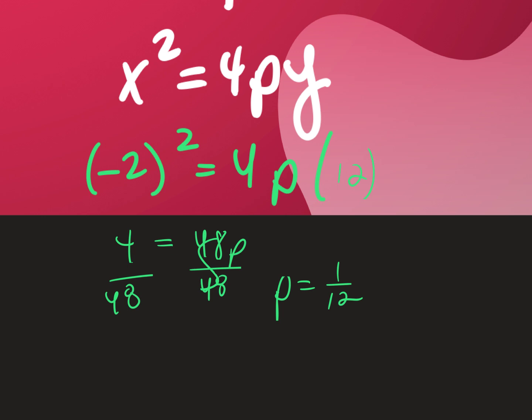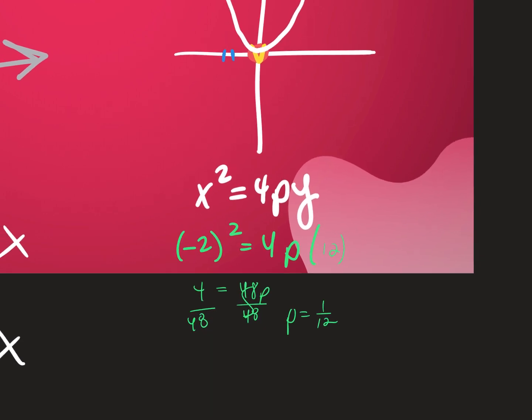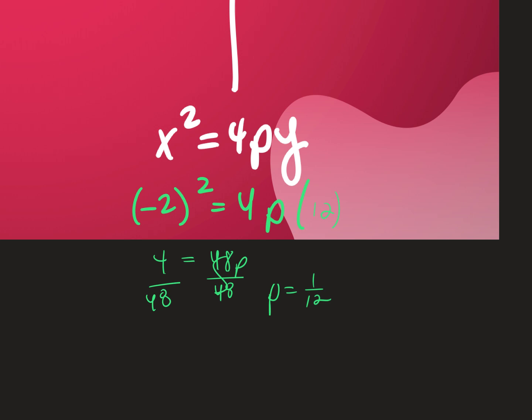What is p? The distance from where? Vertex to the focus. Is this asking you where the focus is? Is this asking you where the vertex is? No, we already know where the vertex is. But could you guys plot the focus? Yes, you would just go up 1/12. But that's not what they're asking. They're asking for the equation.